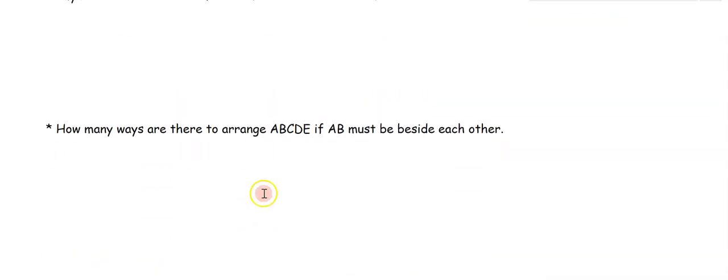How many ways can we arrange A, B, C, D, and E, but A, B has to sit beside each other? So it doesn't matter which order you do it, A, B has to be beside each other, right? So they come as a pair. You can't split them up. So what I do with this is if A, B has to be beside each other, I treat A, B as one thing.